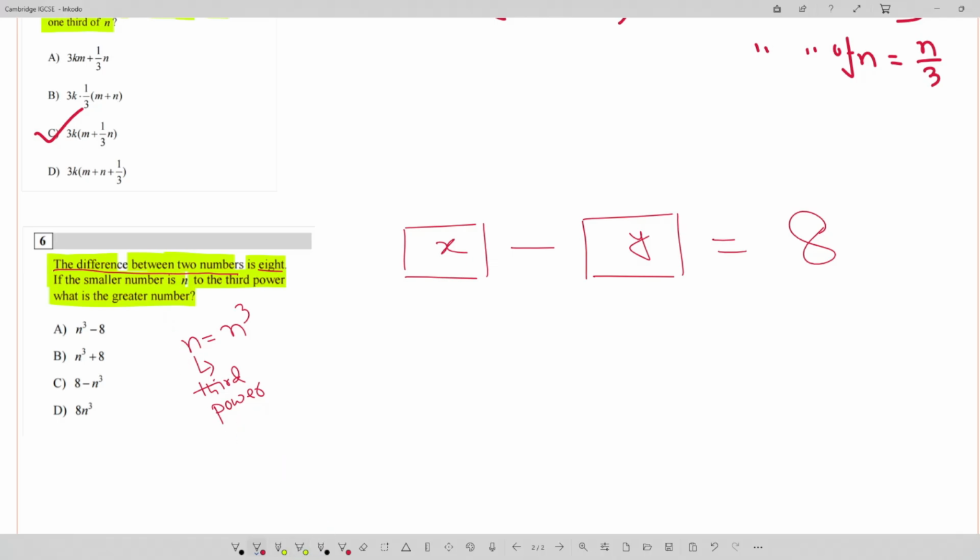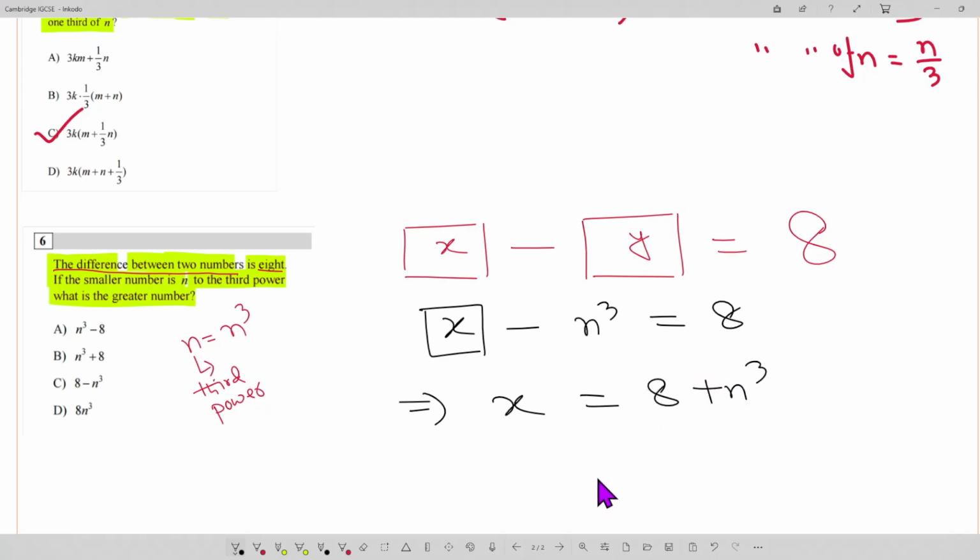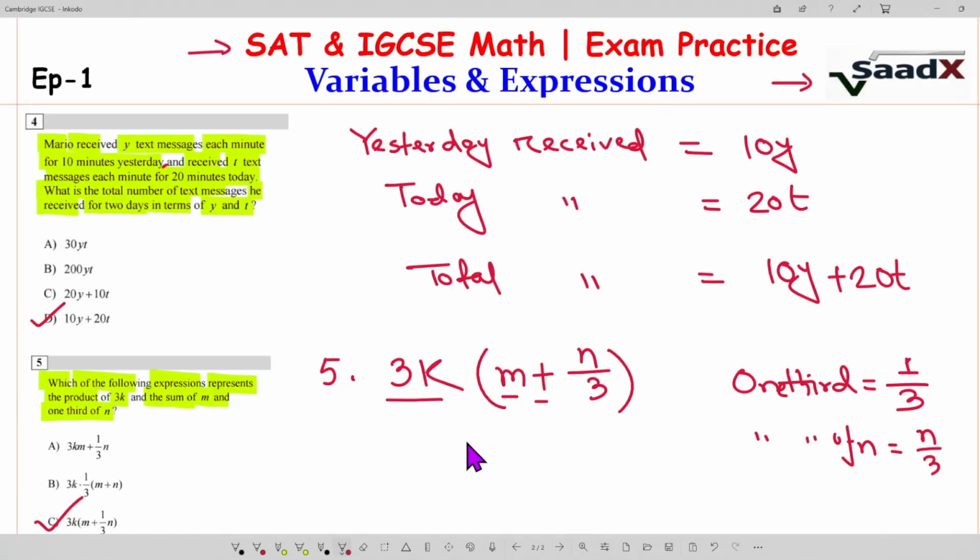So it's a very simple thing. Here x minus the smaller one, which is n cube. So we have to find the greater one. It means x equals, here the difference is 8, x equals 8 plus n cube. So our answer is number B, which is n cube plus 8. So no more today. We are trying to solve 6 math questions based on SAT and IGCSE math.